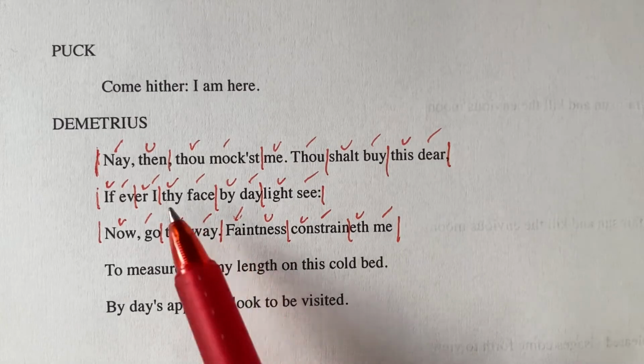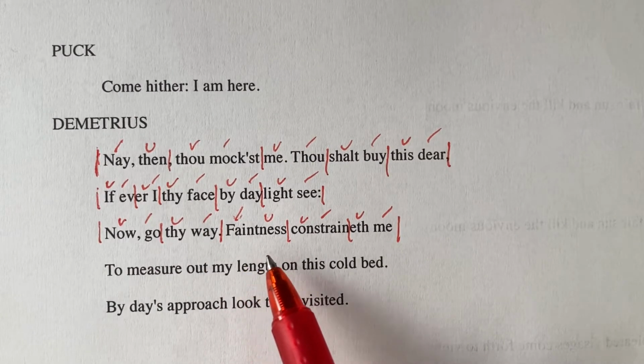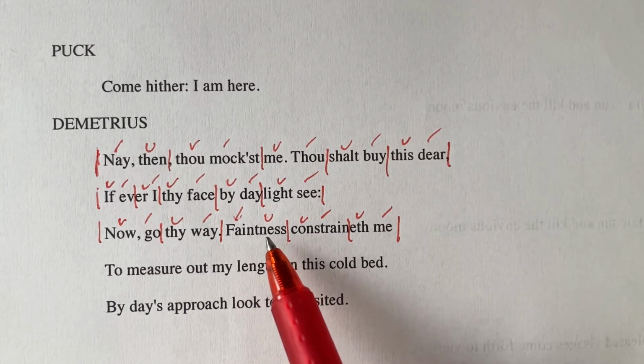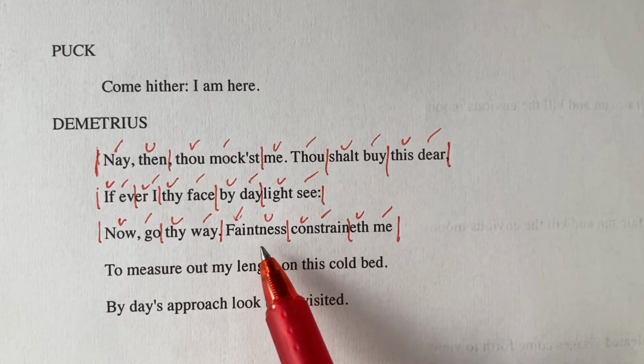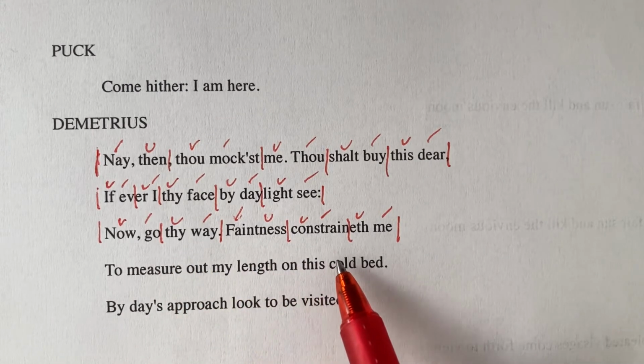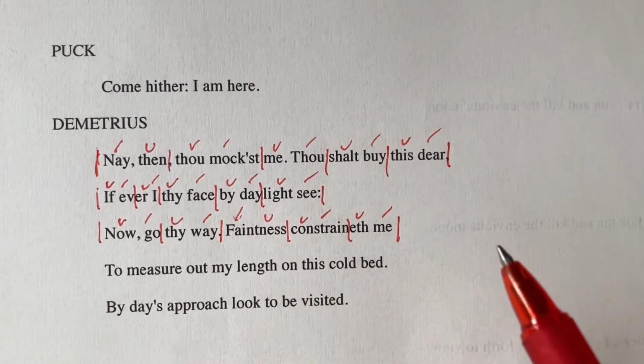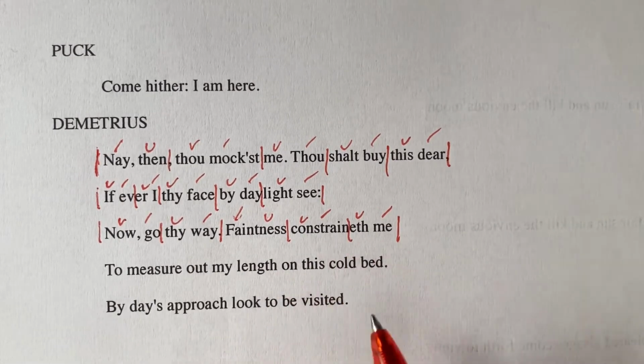In other words, Demetrius is saying, I would totally fight you, bro, but I'm too tired to do it right now. So I'm going to nap and we'll get back to it later. "Now go thy way, faintness constraineth me." Faintness constraineth me, not weakness. I'll go ahead and scan out the rest of this for you.